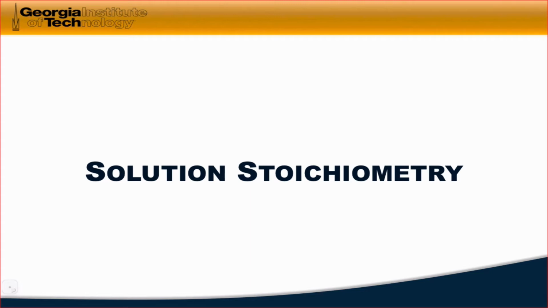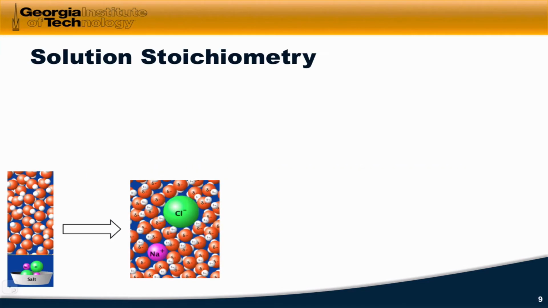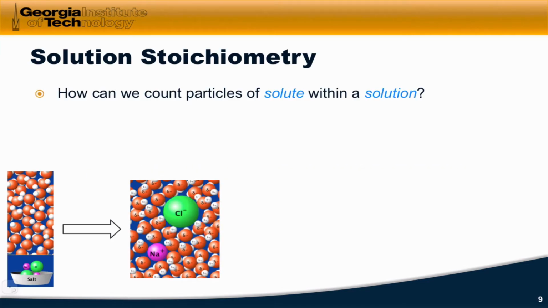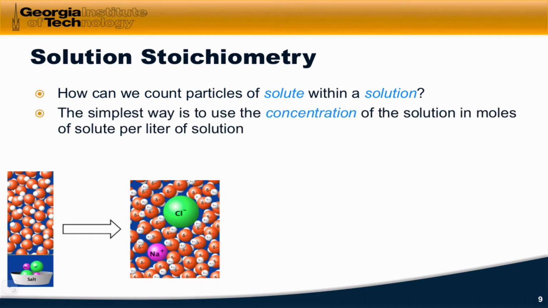So how do we count particles that we're carrying around within a solution? Solution stoichiometry describes how to do this. So how can we count the particles of solute within a solution? Say we took some salt and dissolved it in water to form a sodium chloride solution. How can we count the number of Na+ and Cl- particles within this solution?